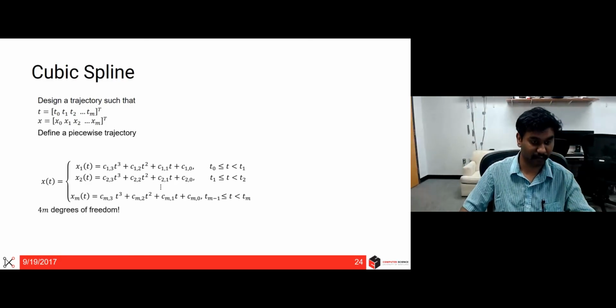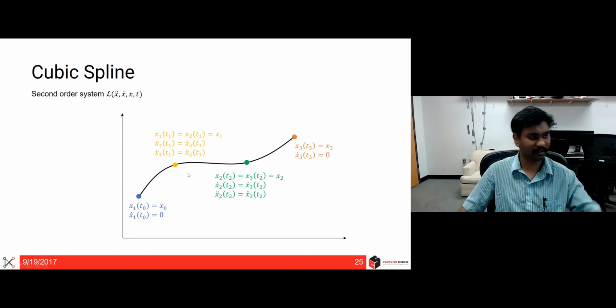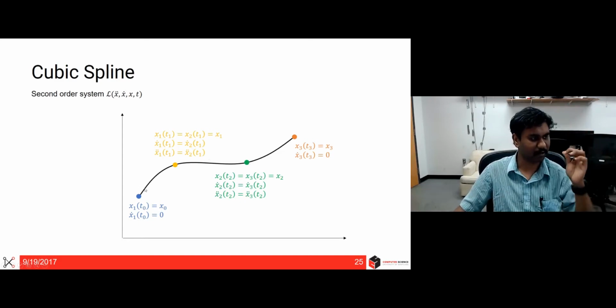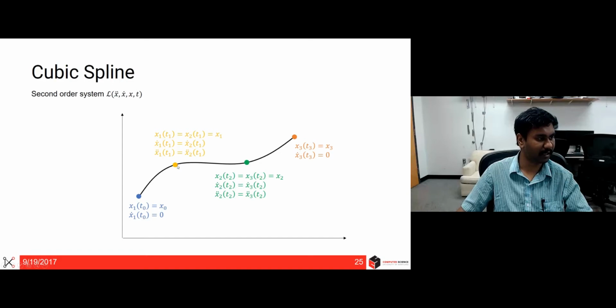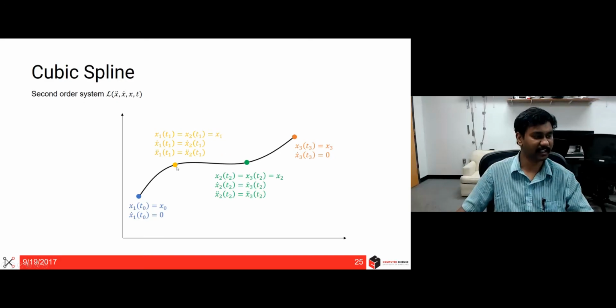So of course it has 4m degrees of freedom, and it's shown here. Of course it's a second order system, and you would have these constraints as shown. In the starting and the end position, you have position and velocity constraints, the velocities being 0, and in between two segments you have constraints such that the cubic spline from blue to yellow and yellow to green would basically have the same position constraint, and the velocity is consistent and the acceleration is consistent. And the same thing between yellow and green segment and green and orange segment as shown here.